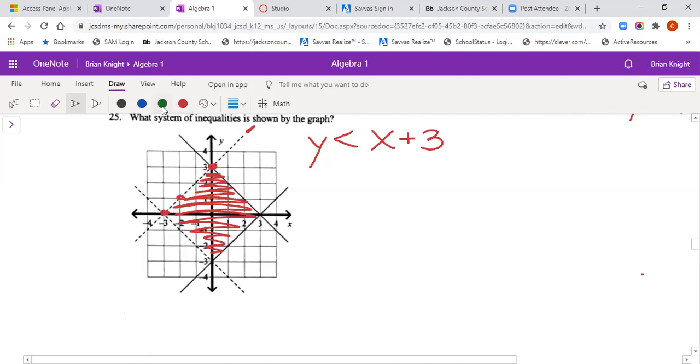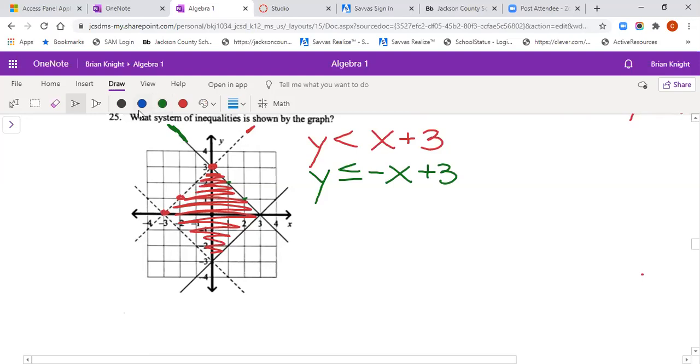We'll do the other one right here. We'll say that one's the green one. So it's y. It's also shaded where? Below, but what kind of line is it? Solid line, right? So it's less than or equal to. What's its slope? Down 1, right 1. So it's actually negative 1x. And where is it crossing? Plus 3 as well.